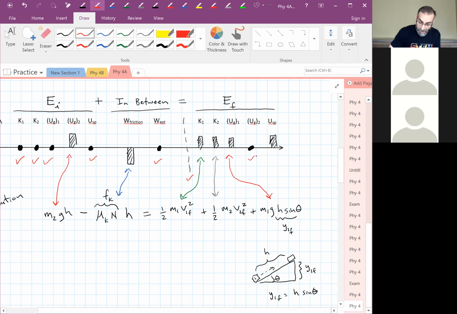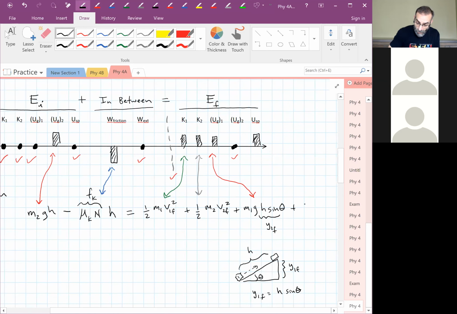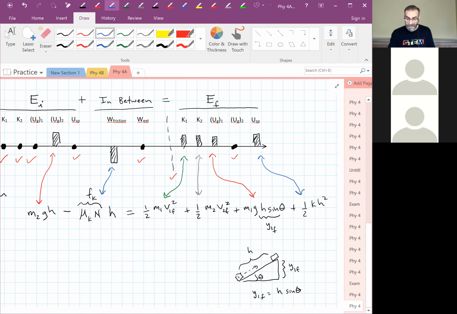Now we have a 0, and now we have a plus 1/2 K H squared. Because what's the distance the spring is stretched? It's the distance block 1 moved up the incline, H. So there's our equation. We plug in what we know. Hopefully there's only one unknown. We solve for that unknown.